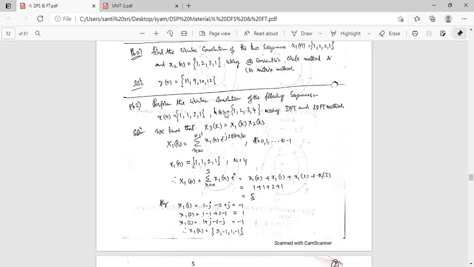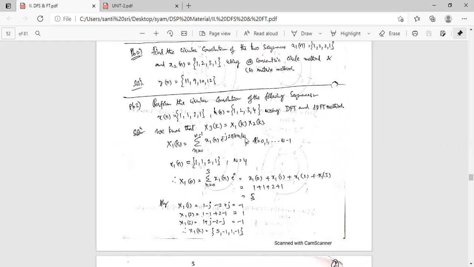Here x2 of k is h of k, right? So x1 of k, or x of k, into h of k. First of all, we will do the x1 of k. This x1 of k is the sigma n equal to 0 to n minus 1 of x1 of n into e power minus j 2 pi kn by n, where k is varying from 0 to n minus 1. Here x1 of n is 1, 1, 2, 1. The length of the sequence n is 4, so n equal to 0 to 4 minus 1, that is 3.